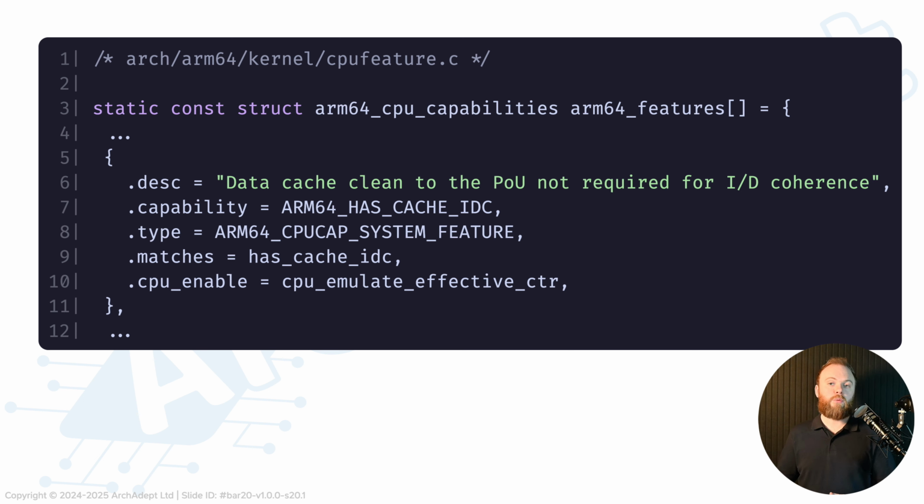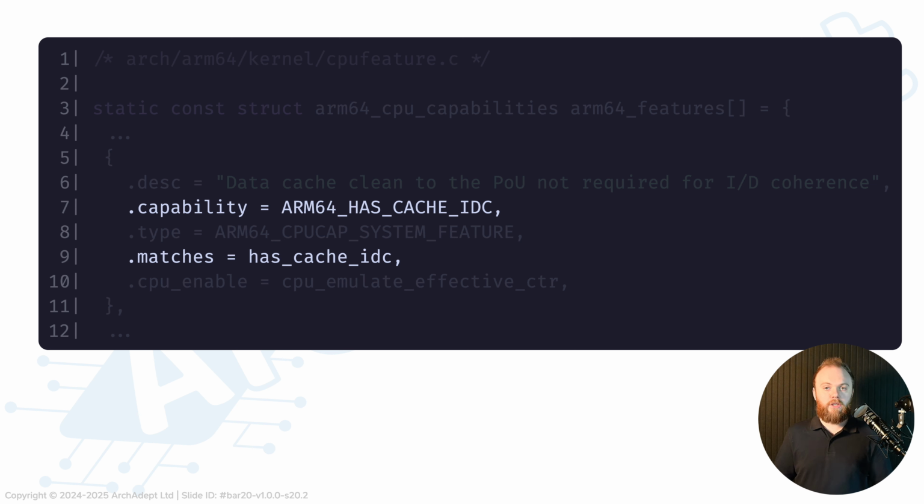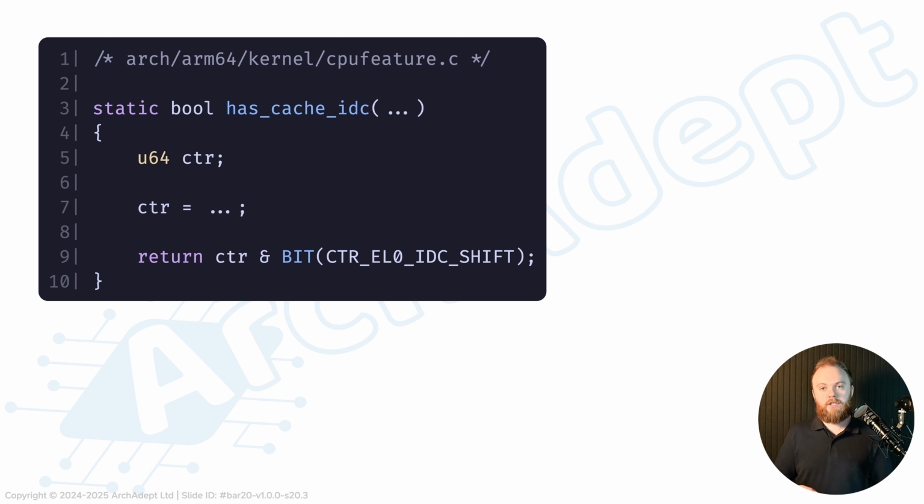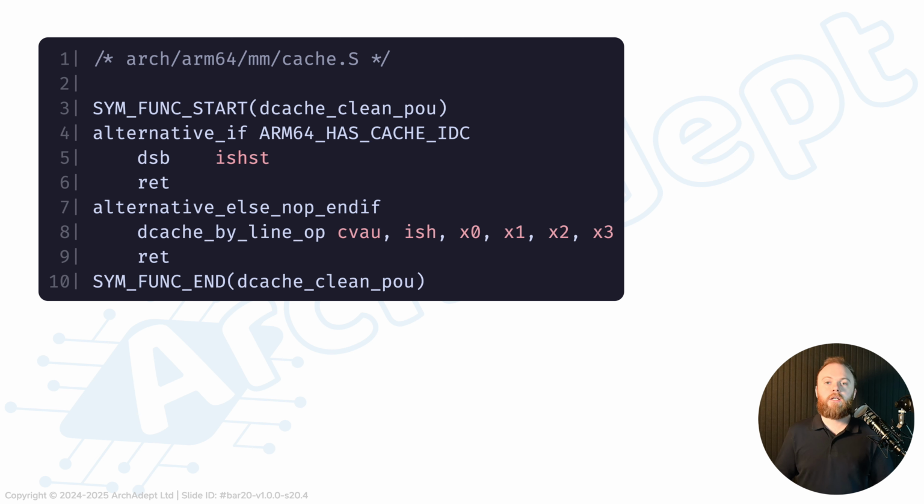Now, the way this usually works is that operating system kernels like Linux will sample these bits once during early boot and then runtime patch the affected functions and routines accordingly. So for example, here we can see the Linux kernel declaring an ARM64_HAS_CACHE_IDC capability, which will match if the has_cache_idc helper function returns true. That helper function is the thing that actually samples the value of the IDC bit in the cache type register. And then here is an example of the kernel using this capability to runtime patch its dcache_clean_pou function, so as to skip the DC CVAU operation if the CPU supports IDC.